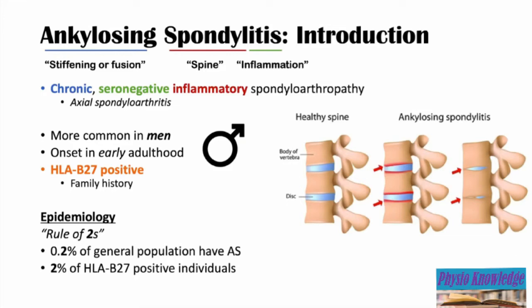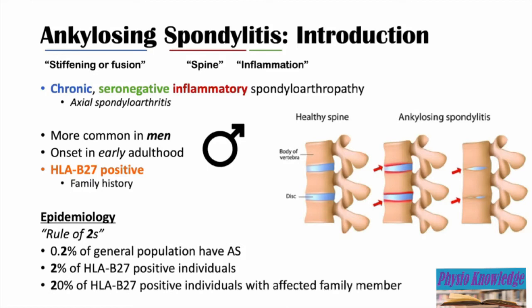So having HLA-B27 positive doesn't necessarily mean that you are going to get ankylosing spondylitis, but the majority of ankylosing spondylitis patients are HLA-B27 positive. And the other part of the rule of twos is that 20% of HLA-B27 positive individuals with an affected family member will have ankylosing spondylitis themselves. So it seems to be related to HLA-B27, but also having a family history. All of this seems to tie together with your increased risk of getting this condition.